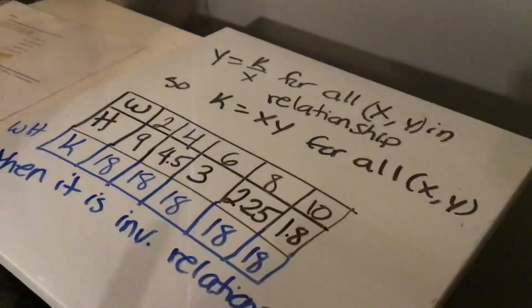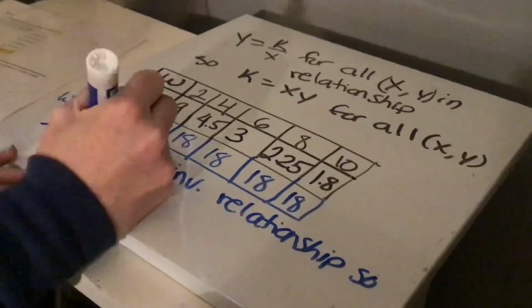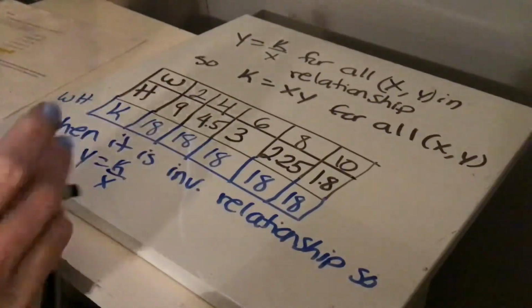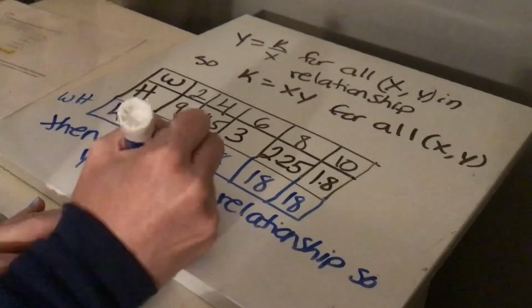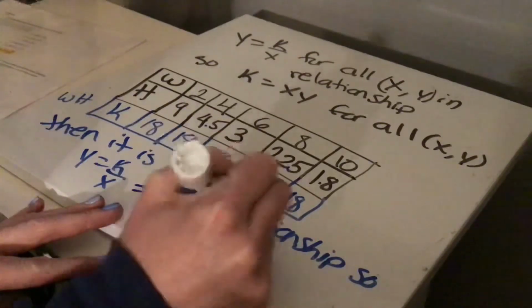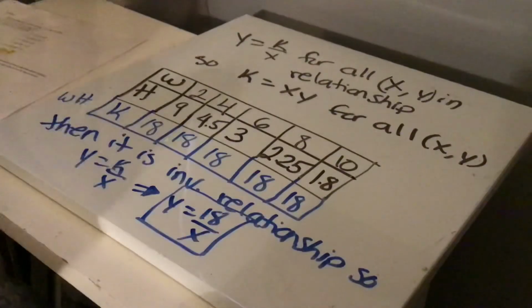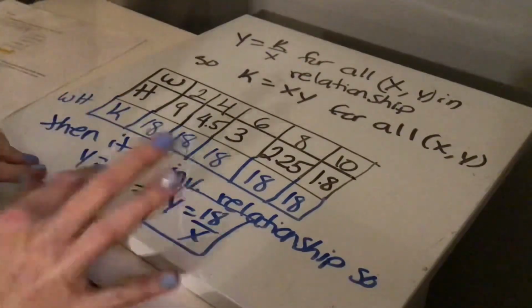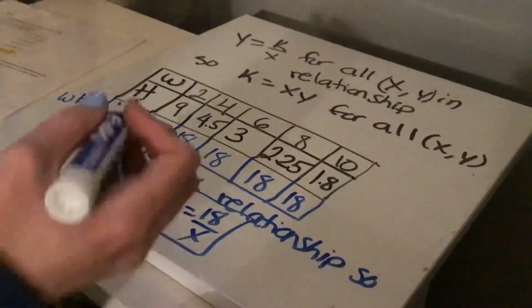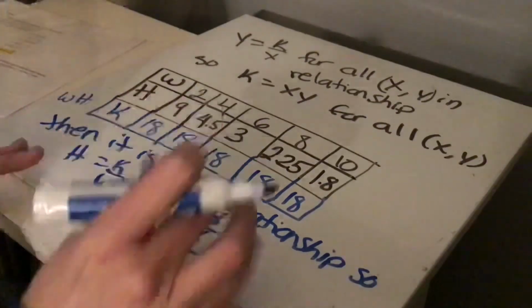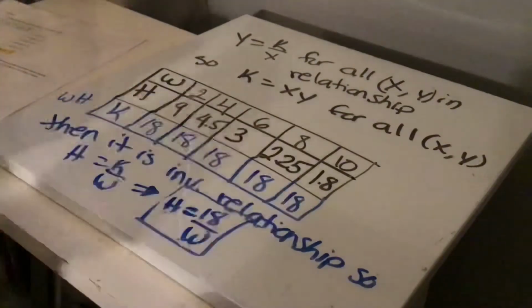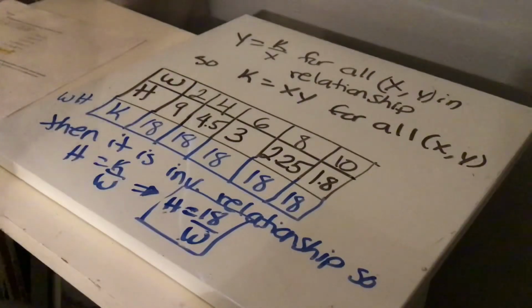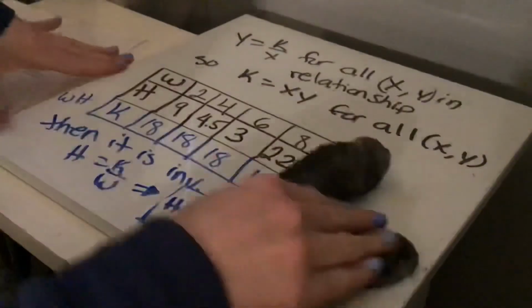So y equals k over x is an inverse relationship, and you just found k because it's the same for all of them. So we can then say y equals 18 over x. And that's our inverse relationship. Actually, we're going to use w and h, so let's put h, w. So h is 18 divided by w, because that's our variables here. Okay? So that's how we tell if data is an inverse relationship.